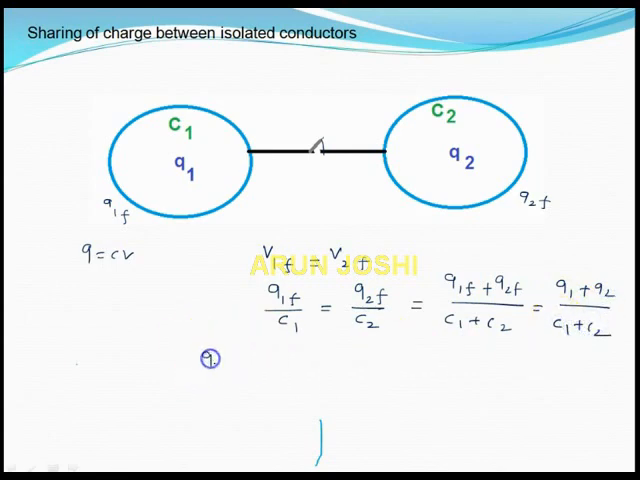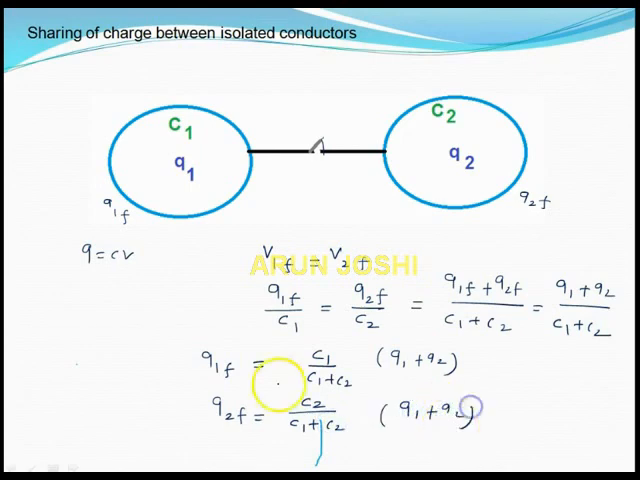Finally, the final charge on the first conductor can be written as C1 upon (C1 plus C2) into the total initial charge. Similarly, the final charge on the second can be written as C2 upon (C1 plus C2) into (Q1 plus Q2). So these formulas will be useful next.